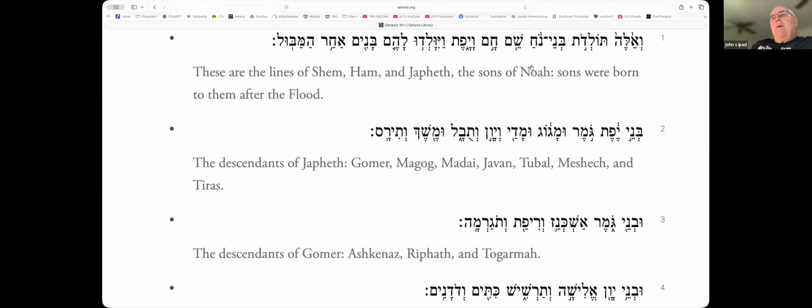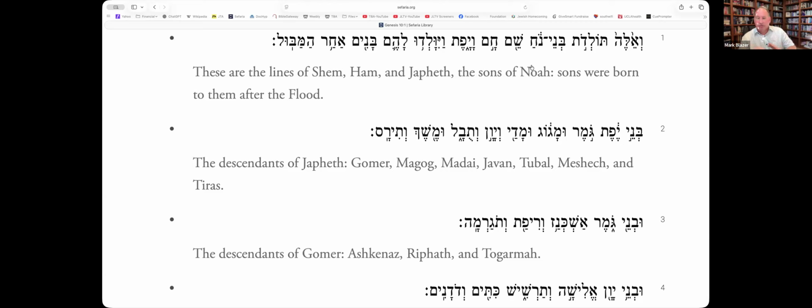All right. These are the lines of Shem, Ham, and Japheth, the sons of Noah. Sons were born to them after the flood. I don't have a question; it answered itself. So let's just pause right there, because we've already encountered these sons. They were on the ark with him. It says their wives were on the ark with them. So everything here makes sense.